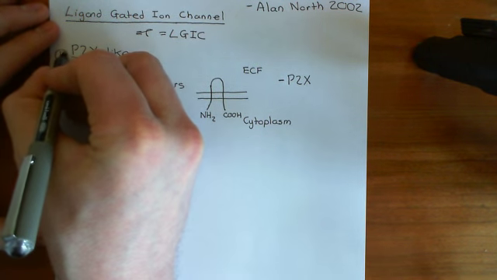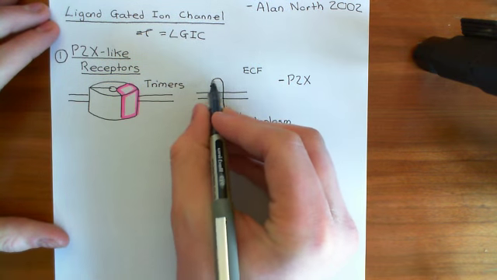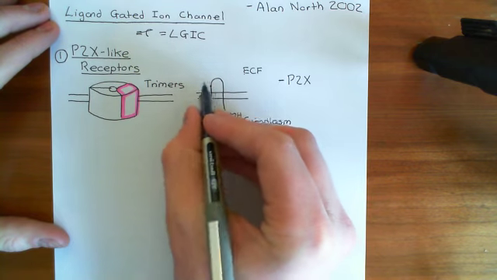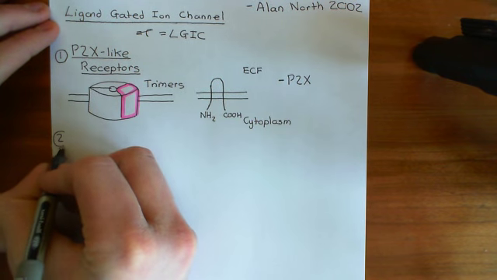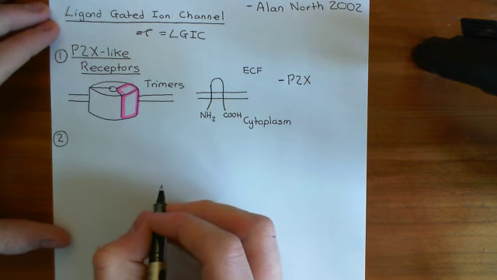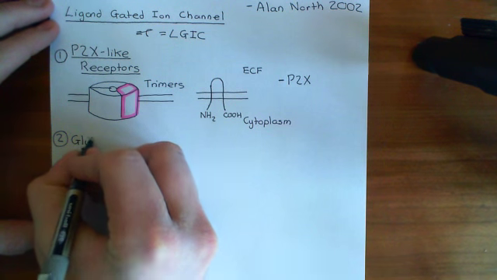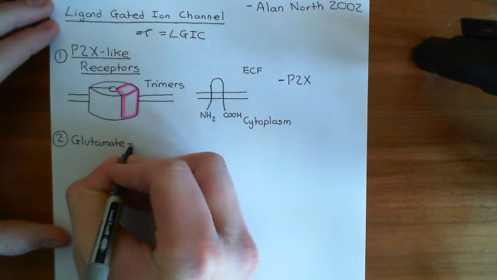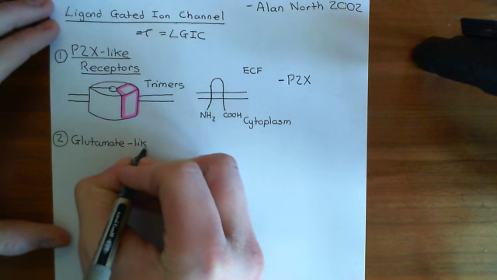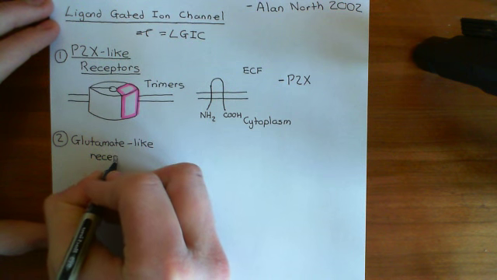You have ligand-gated ion channels which are trimers, made up of 3 protein subunits which have this characteristic membrane-spanning topology over here. Okay, so now let's move on to family 2. Family 2 of ligand-gated ion channels are the glutamate-like receptors, and these are receptors which have a very similar structure to the main glutamate receptors.